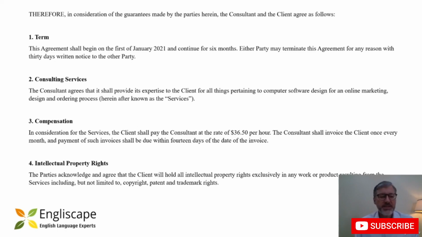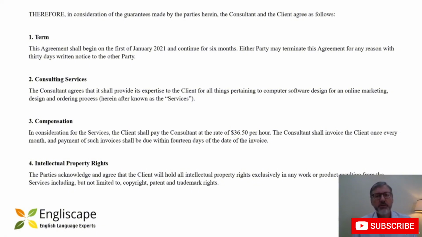3. Compensation. Here compensation means payment for services. In consideration for the services, the client shall pay the consultant at a rate of $36.50 per hour. The consultant shall invoice the client once every month, and payment of such invoices shall be due, means when you have to pay, within 14 days of the date of the invoice, so 2 weeks.